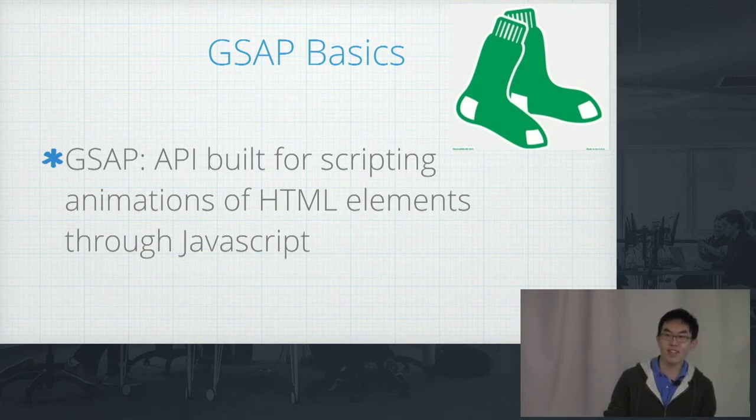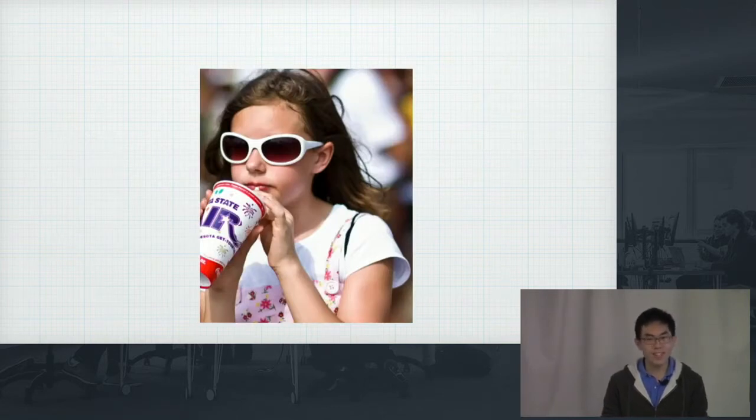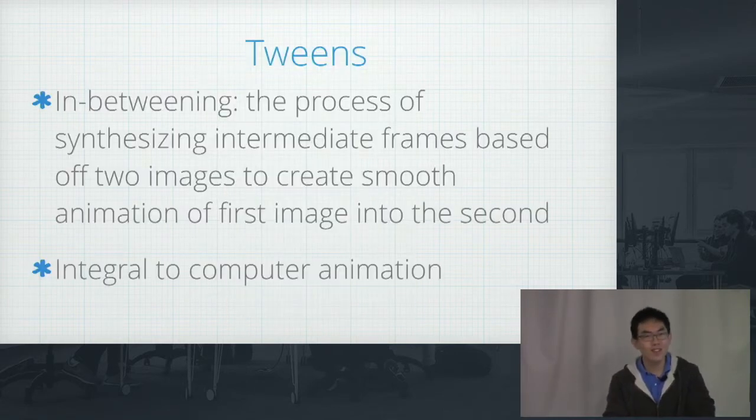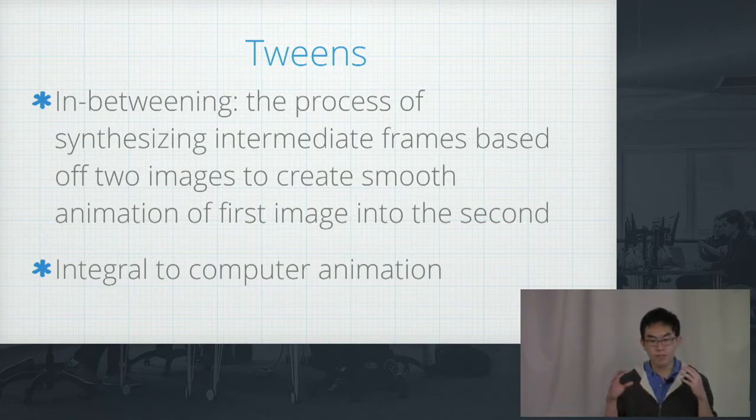Now, the secret of animation is really the tweens that are created. So, what are tweens? Tweens, or in-betweens, are the synthetic intermediate frames that get generated based off of two different images, and when run concurrently one after the other, it creates the animation, the smooth flow from one image to the other. And they're an integral part of any sort of computer animation that you're working with.